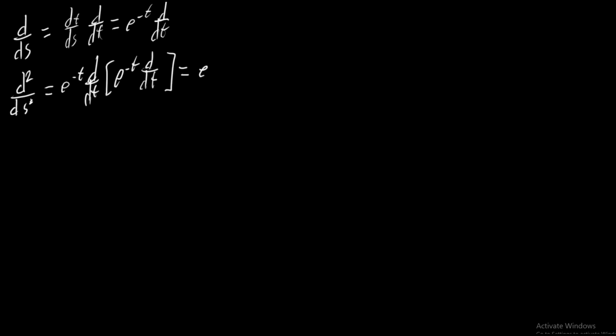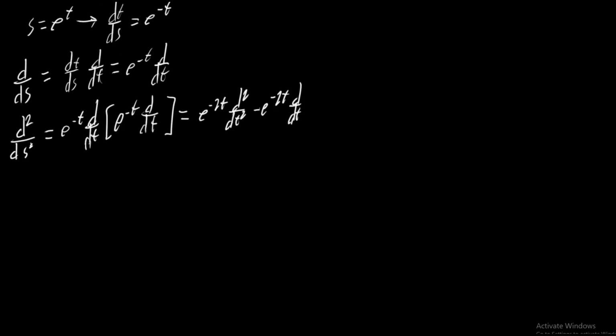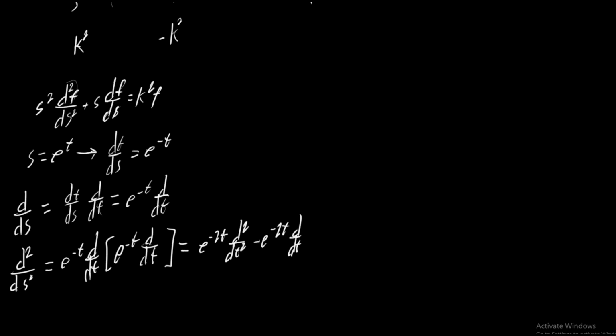So what we're going to get is e to the negative 2t times the second derivative with respect to t, minus e to the negative 2t times the first derivative with respect to t. Alrighty, so this is going to be the second derivative with respect to s. Remember, when we act this derivative twice on any function, you can just think of putting an f in the placeholder here, in the blank.